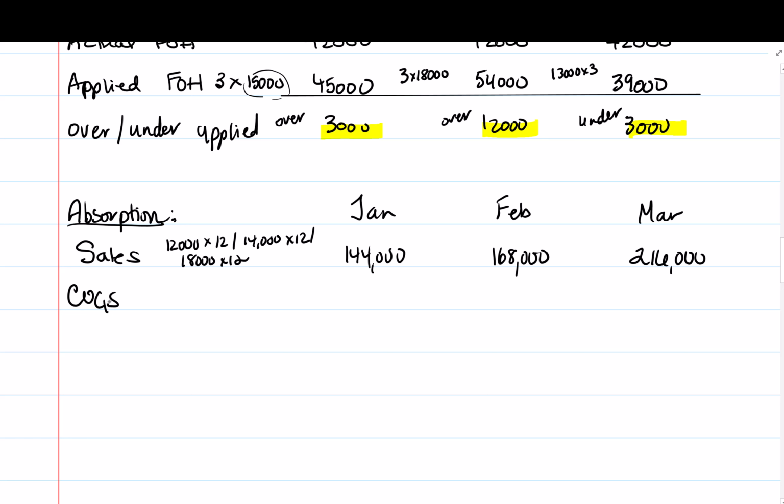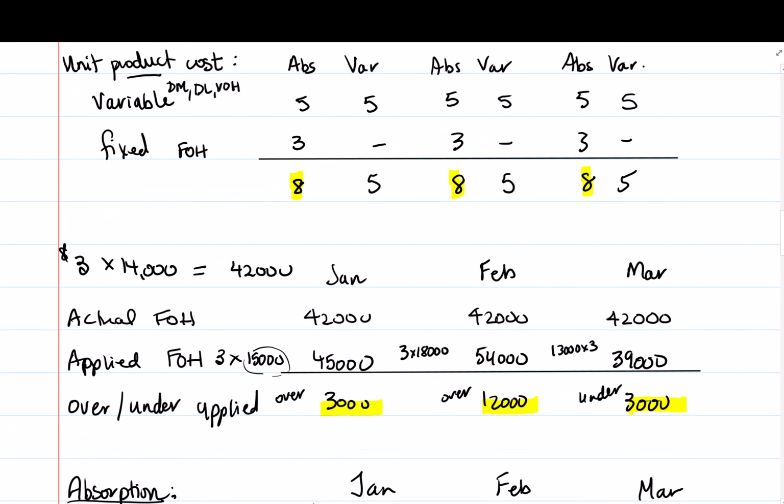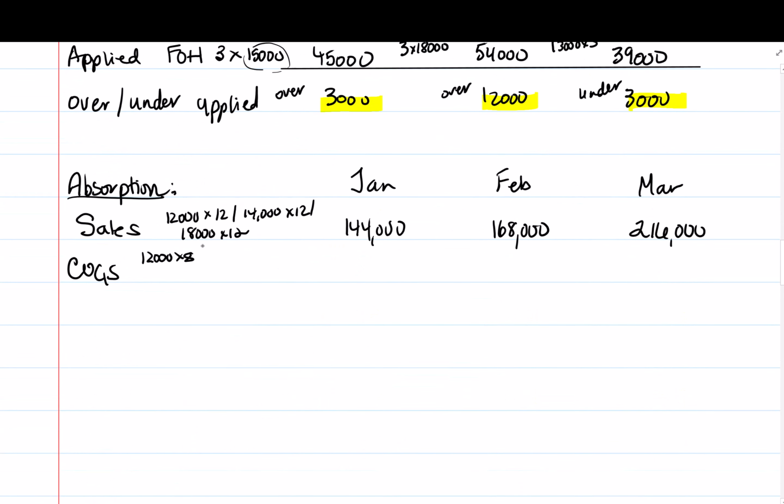In this case, because our unit product cost didn't change from month to month, we can just use the short method for our cost of goods sold. We don't have to do opening inventory and all of that. So 12,000, and under absorption, we said it's $8 per unit. 14,000 times 8, and 18,000 times 8.